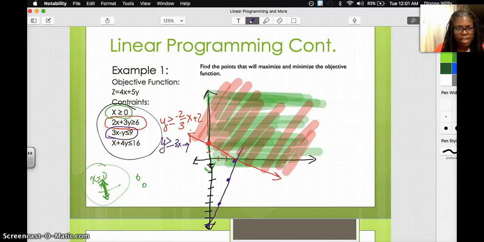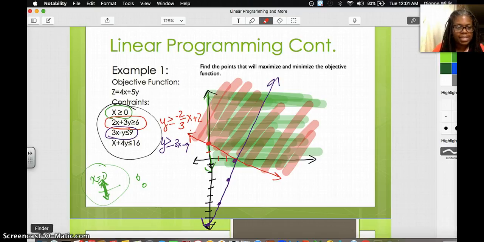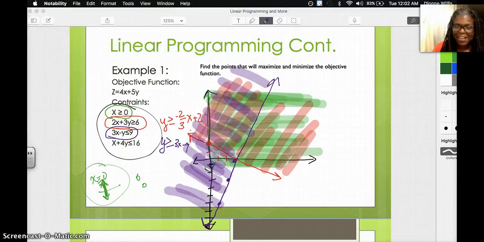So now that I've got this line going, I need to check where I need to shade. It says y is greater than, so that means above. So I'm going to shade above. After I do that, I see a feasible region starting to emerge. The feasible region is where all of the inequalities overlap.